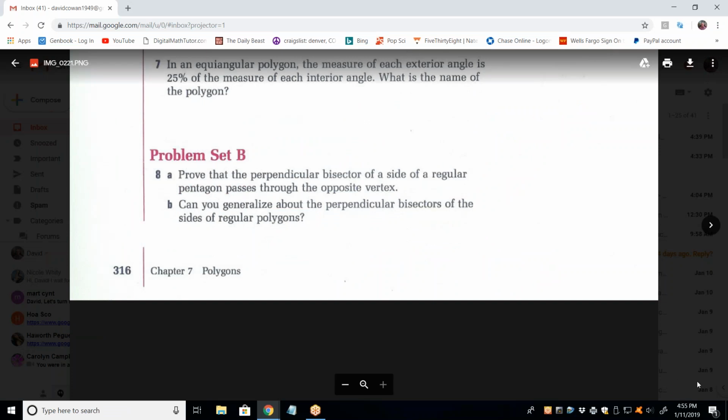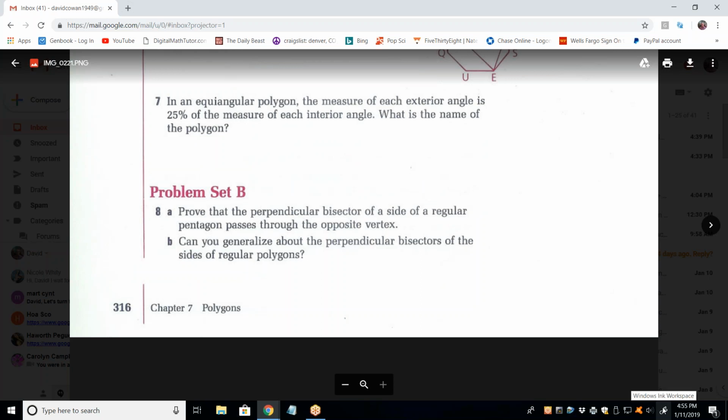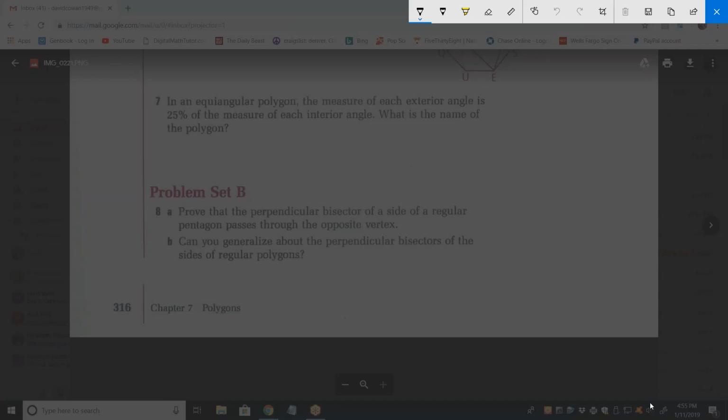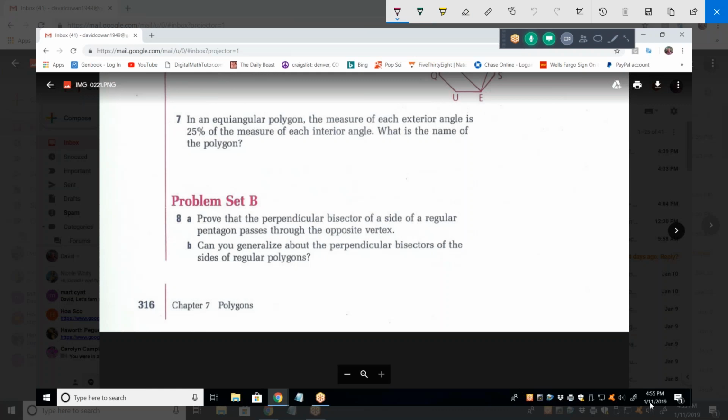I got a feeling these are not going to get any easier, huh? No. Prove that the perpendicular bisector of a side of a regular pentagon passes through the opposite vertex. Now let's start with an equilateral triangle, only because that's the smallest. Wouldn't we start with a pentagon, actually?